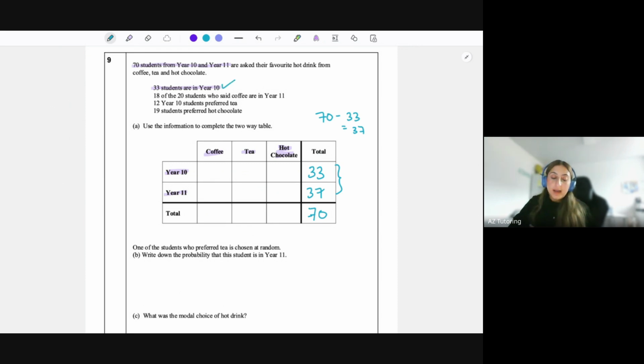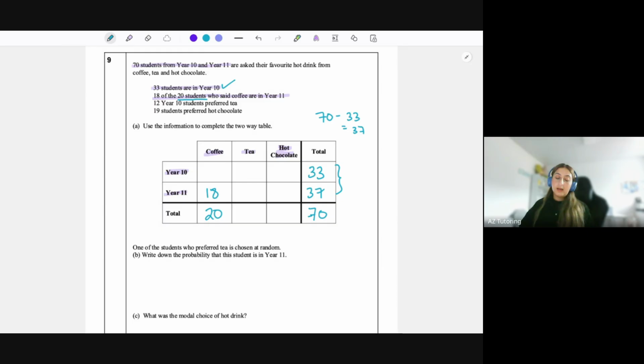The next part says 18 of the 20 students who said coffee are in year 11. So we know 18 students said coffee in year 11. And altogether there were 20 students who said coffee.